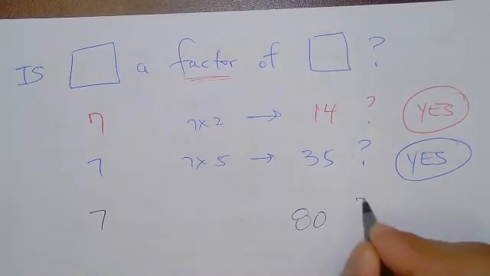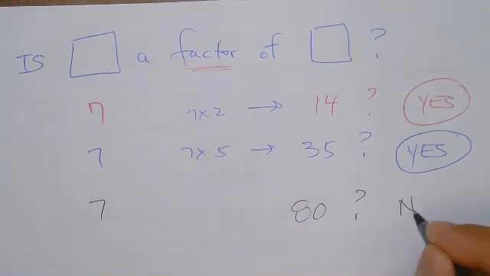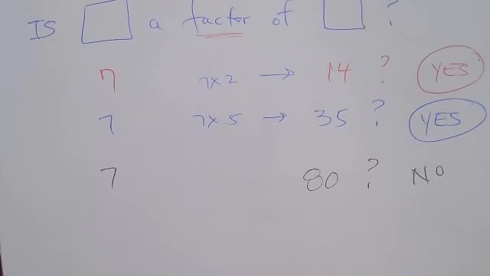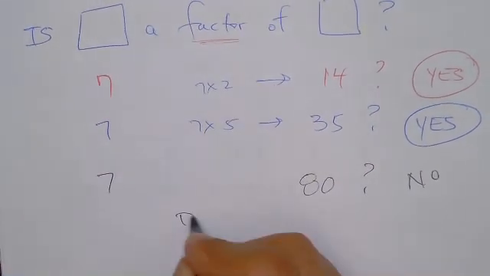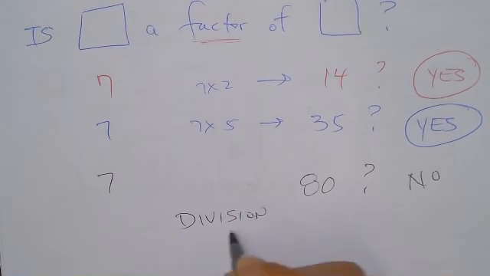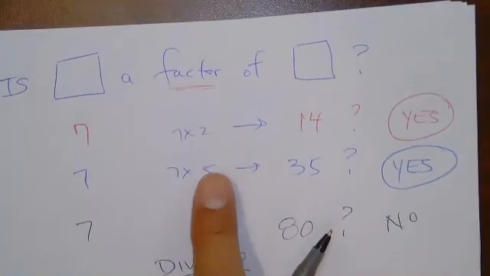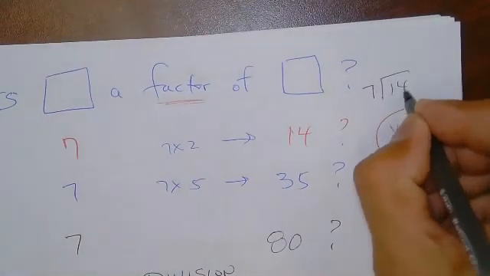But now my question is, is 7 a factor of 80? No. And you're going to say no? Okay, prove it. We can't multiply to 80 unless you use a decimal. Okay, I know you're thinking of multiplication. I know you're thinking about that. That's true. But honestly, the way you prove it, and obviously this whole unit that we've been working on is division. You got to prove it by division.